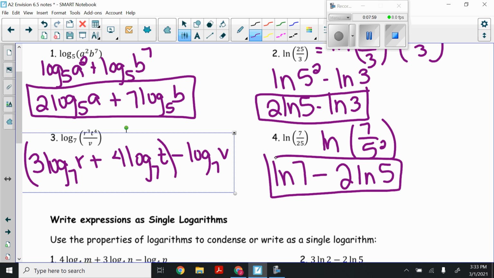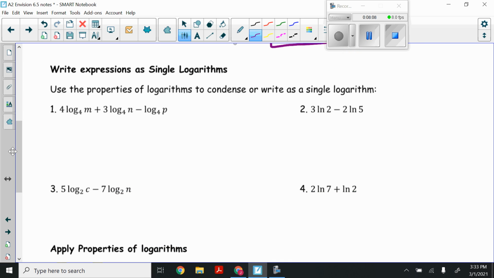Right, so now we're going to see if we can go backwards, and they're going to have it expanded out, and we're going to condense it. We're going to write the logarithm as a single logarithm. So use the properties of logarithms to condense or write as a single log.